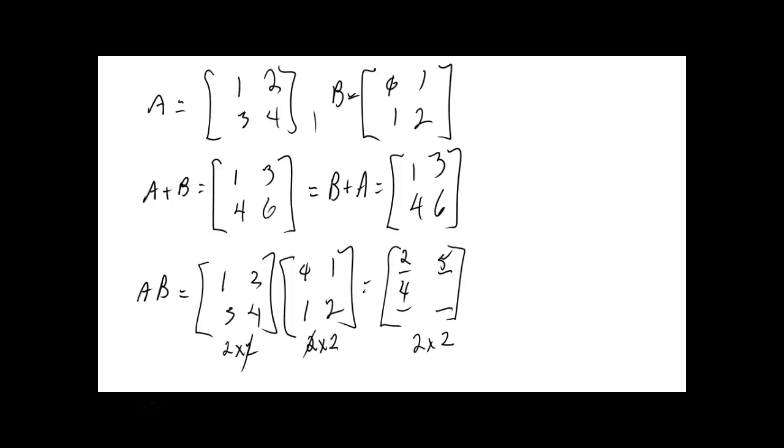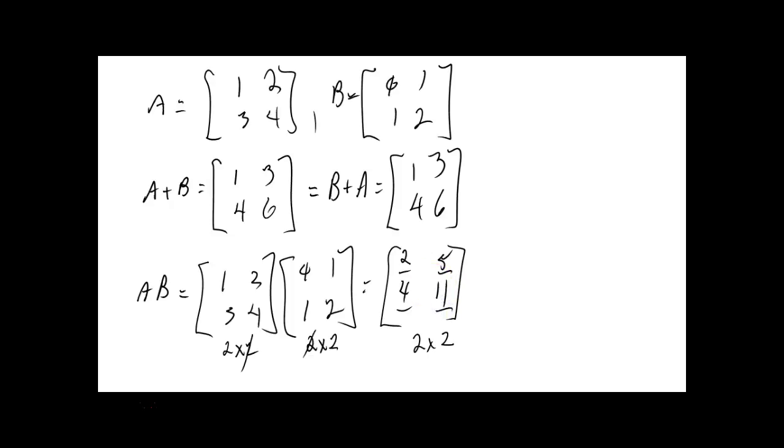2, 2. So what would you multiply? Second row by second column. So that would be a 3, huh? 3 plus 8 is 11. Say again? 11, right? Can you go back one more time?